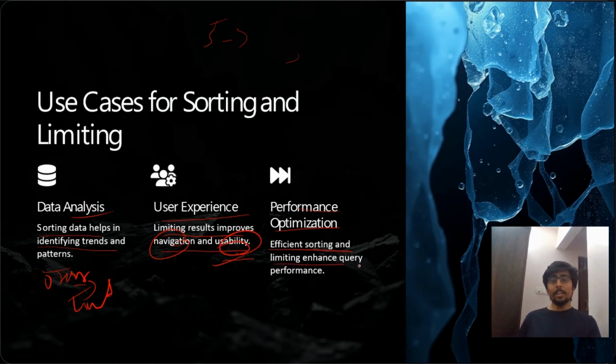Efficient sorting and limiting enhance query performance. Query performance will be improved, as I told, because you don't have to fetch everything. You ask for what you need and it gives what you need, right? So you're not going in depth into that. You need 5 products. You don't have to go through every record and then find out which is the highest, which is the lowest. You can just use the query, use the order by and limit, and then you can get the result that you aim for. So this is how it helps in query performance.